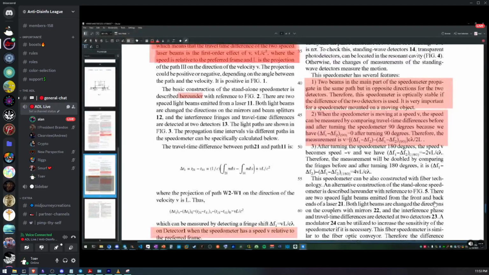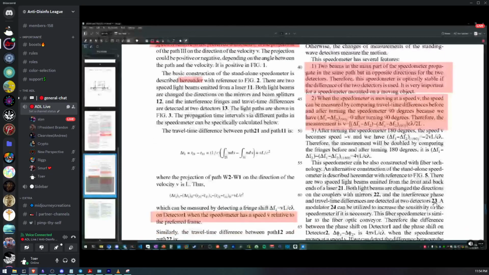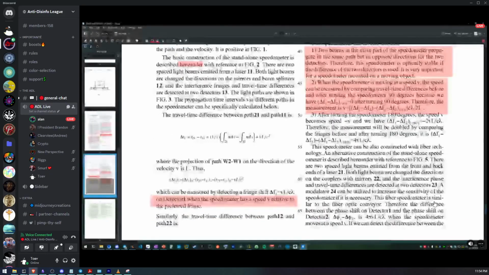So after turning the speedometer 90 or 180 degrees, the speed v becomes speed minus v. The speedometer can be constructed with fiber technology. Dude, they definitely weaponized this. It can be done with fiber optic technology. And an alternative construction of the standalone speedometers is described here under reference figure 5. We'll definitely be looking at that. There are 2 light beams emitted from the front and back ends of the laser. Both light beams change directions on the couplers, mirrors.